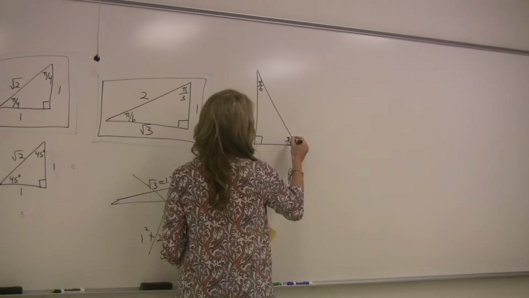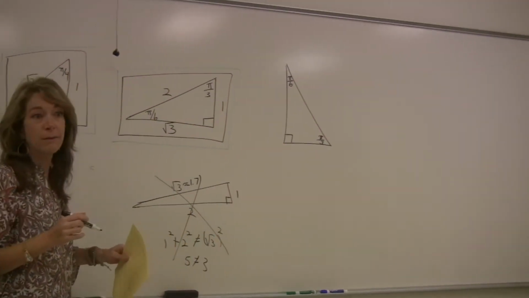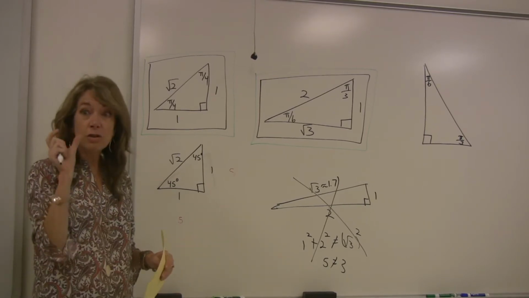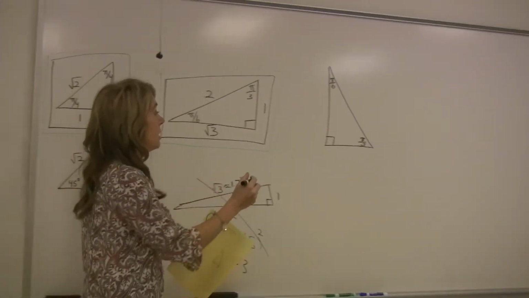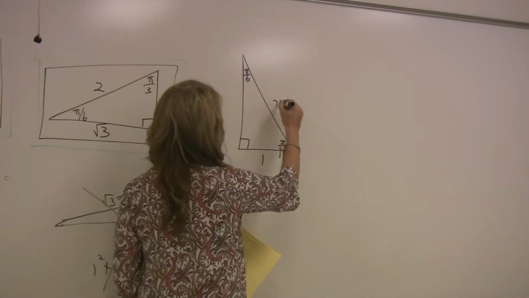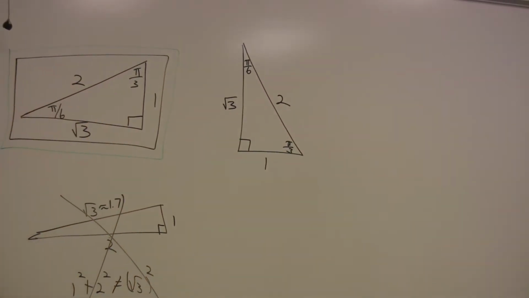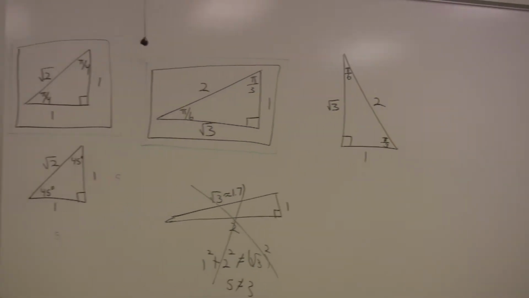So if this is the case here, which side is the 1? On the bottom. The shortest one is always the 1. The hypotenuse is always the 2. And the other side is square root of 3. So far so good?